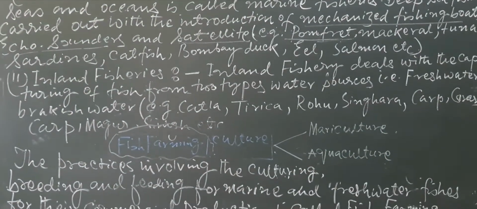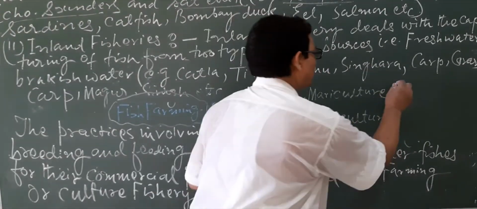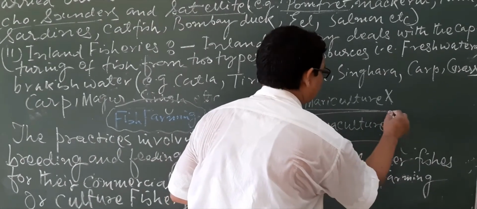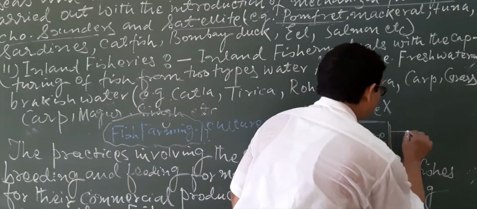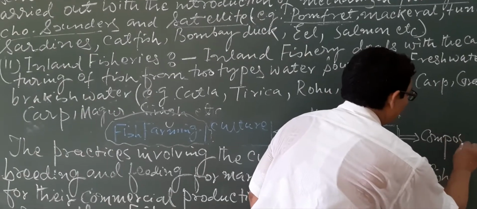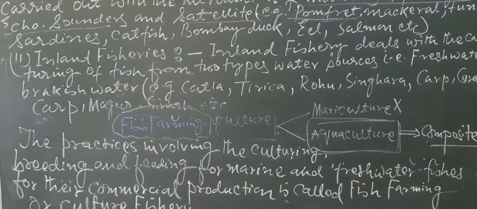Now one important thing: this is not included in your syllabus, only this is included. There are various methods for aquaculture. Out of those various methods, the one included in the syllabus is composite fish culture. So here we will talk about that too.